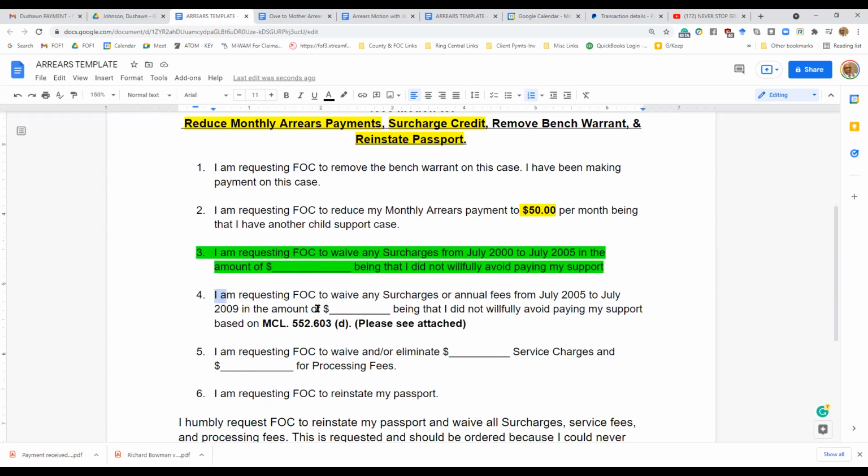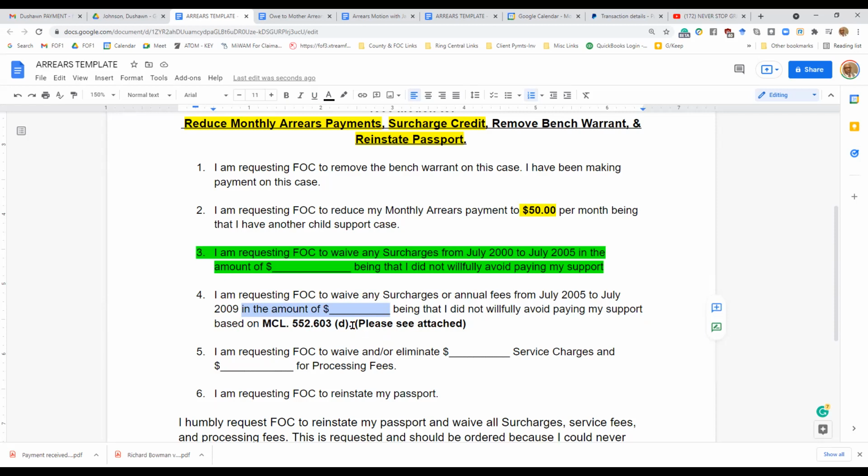The other one is I'm requesting FOC to waive the surcharges from 2005 to 2009 in the amount of. If you don't know the amount, you take that part off. Just erase that, okay? And again, being that I did not willfully avoid paying my support. And this is based off of MCL 552.603d. Please write that down.